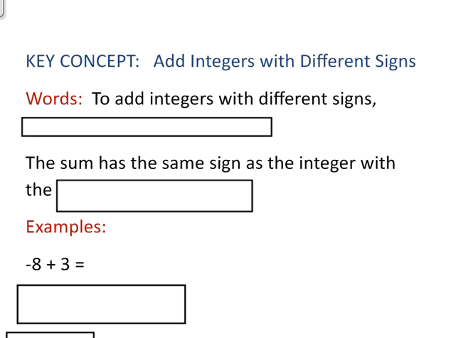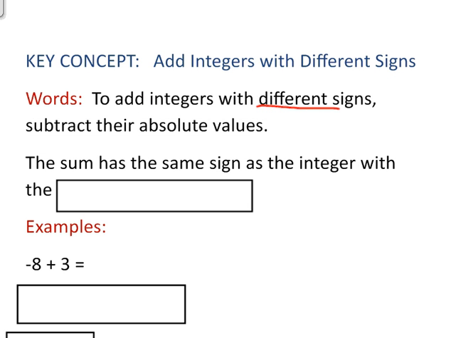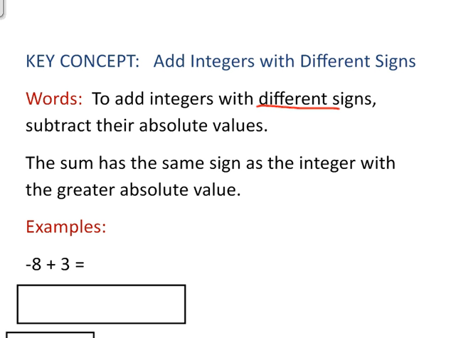Adding integers with different signs. To add integers with different signs, I subtract their absolute values. Subtract their absolute values, and the sum has the same sign as the integer with the greater absolute value.